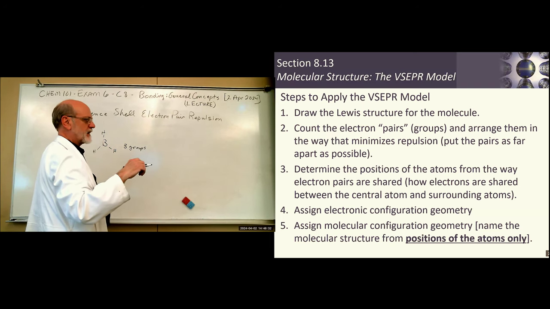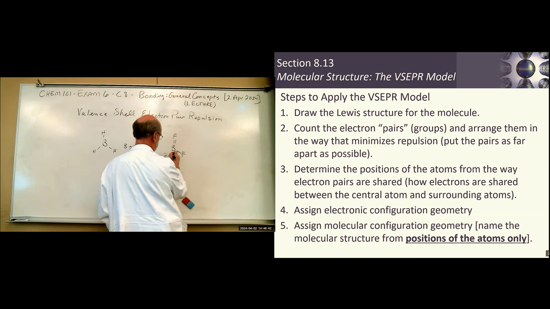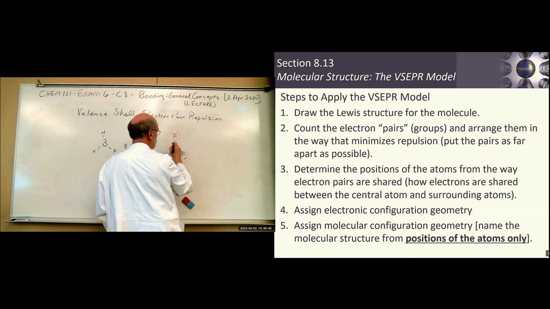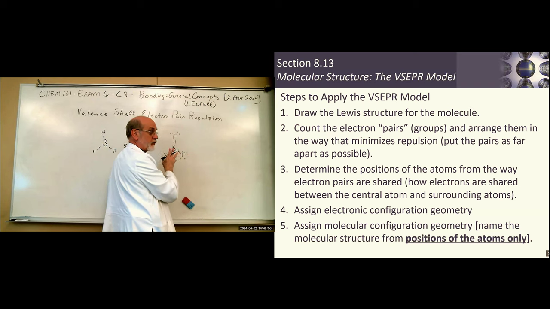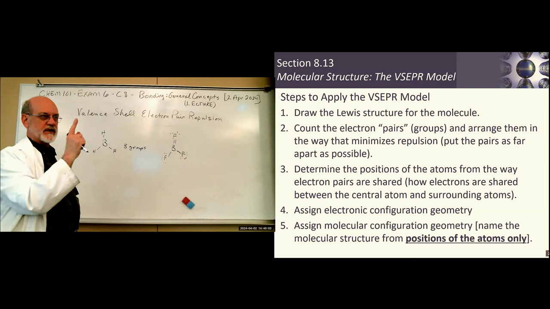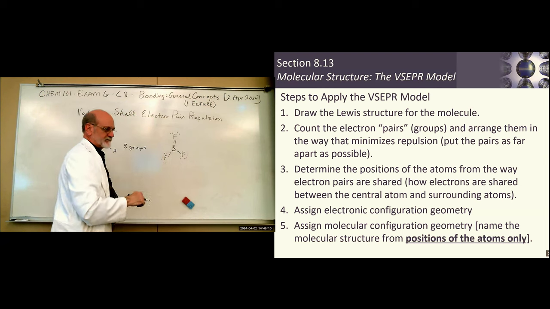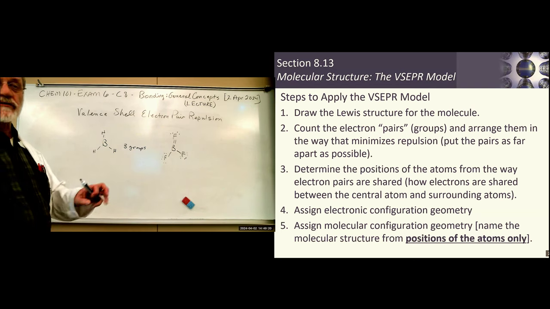But if we have something like this one, and this one only has two. We have three groups, right? We have 2, 4, 6, 8. We have four pairs, but we only have three groups, right? So we still have three groups for each one of those. So we count double bonds and triple bonds as a single entity. It only gets one vote. We don't play favorites with double and triple bonds. So that's what you do first.